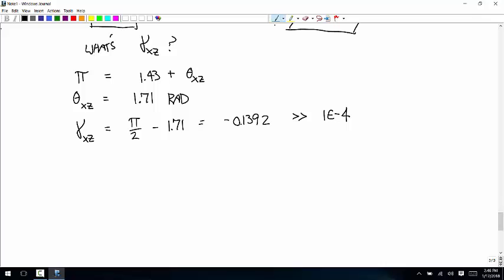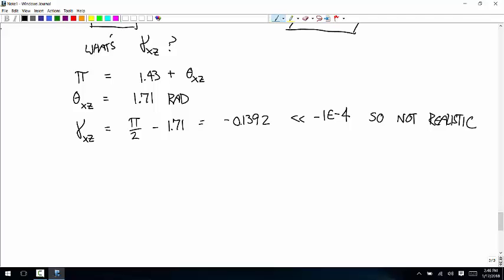That is the shear strain XZ. Yep. That's right. And this is way, way smaller than... so this is not realistic. But we got a negative answer.